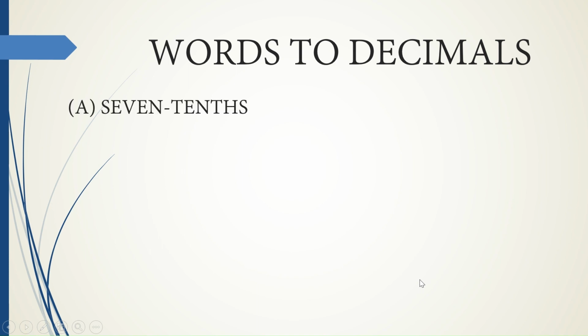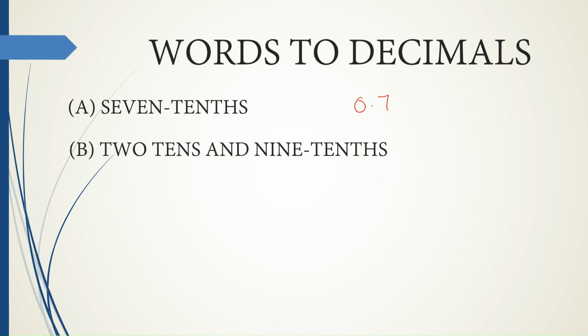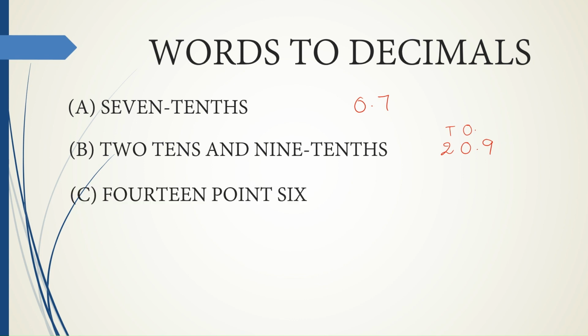Words to decimals. 7/10 means we have to write 7 in the tenths place. That comes after the decimal point. 2/10 and 9/10. We know the decimal point, before that come the ones, and towards the right is the tenths. So 2/10 means in the tenths place we'll write 2. Nothing was mentioned about the ones place, so we'll write 0 here, and after that 9/10. In the tenths place write 9.